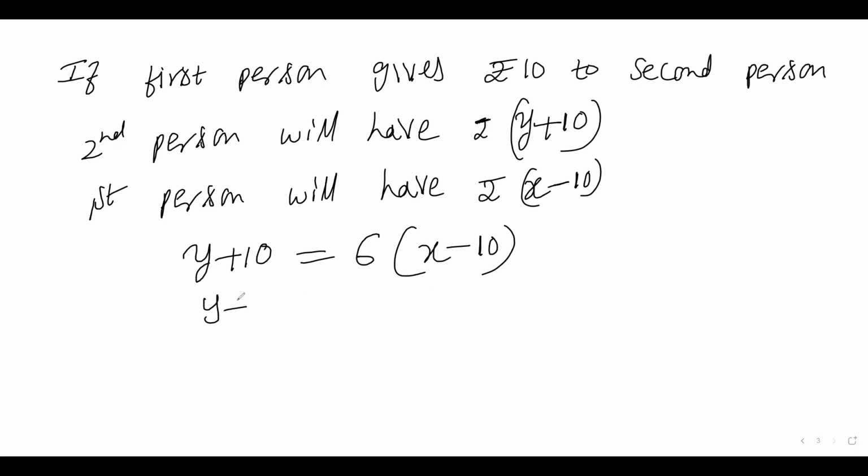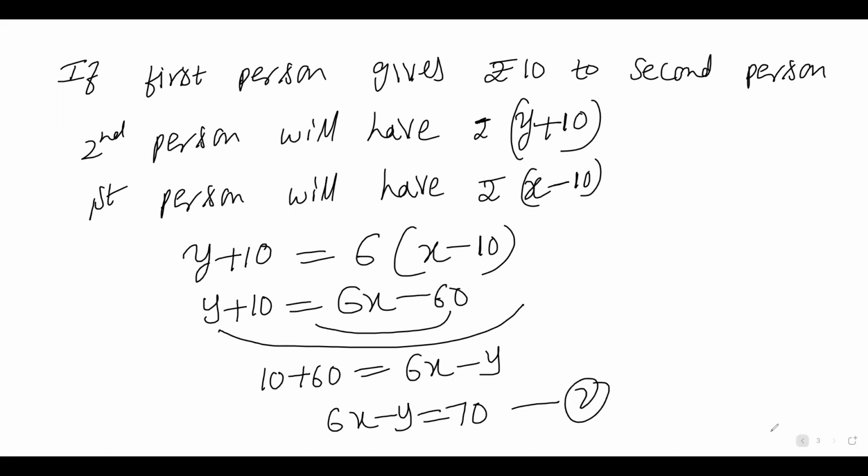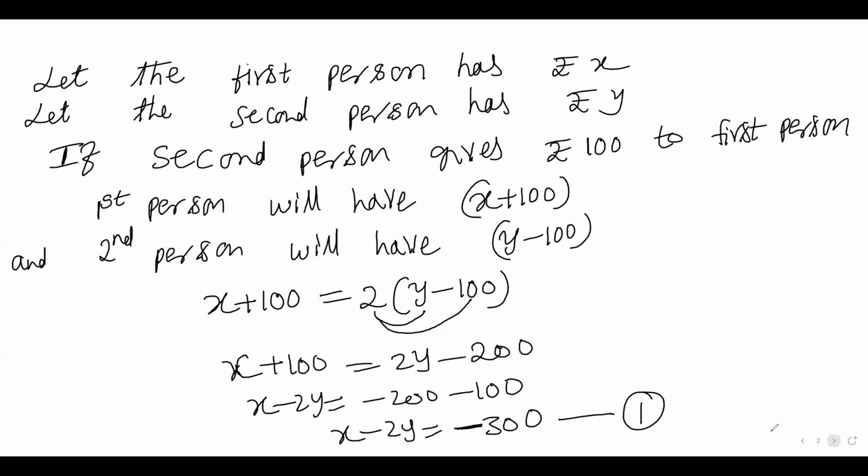Now get one more equation. Y plus 10 is equal to 6x minus 60. Transpose y and 60 over here. 10 plus 60 is equal to 6x minus y. 6x minus y is equal to 70 is the second equation. So we got both the equations from both the conditions. And now let us solve both the equations.